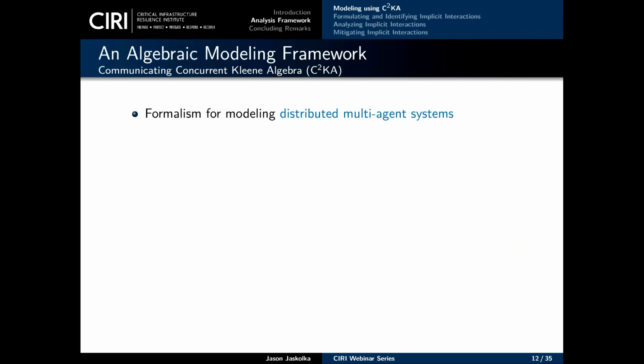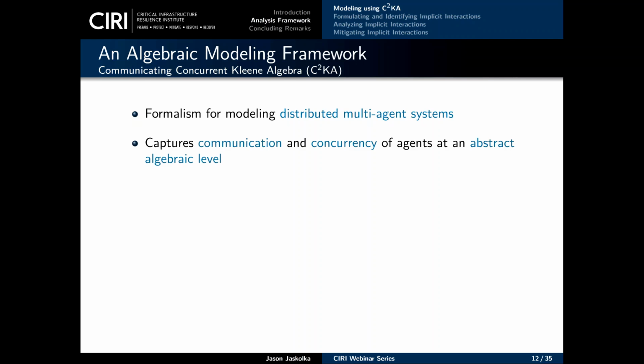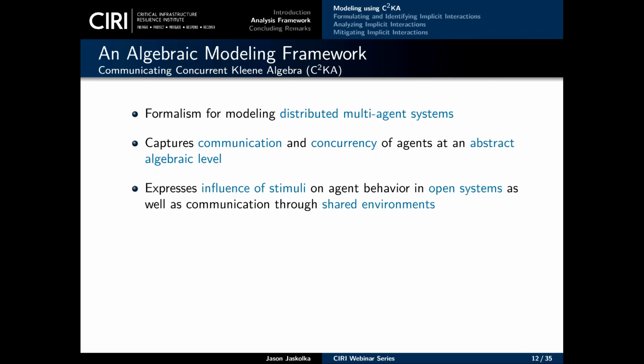But what Communicating Concurrent Kleene Algebra is, it's a formalism for modeling distributed multi-agent systems. And what it does is it captures both the communication and the concurrency of agents at an abstract algebraic level. And this provides a number of conveniences in terms of doing mathematical computations without needing to know all of the specific details of how the system operates. So the way we do this is that we express the influence of some external stimulus on agent behaviors in these kind of open systems, the ones that receive information from systems outside of their particular boundaries.